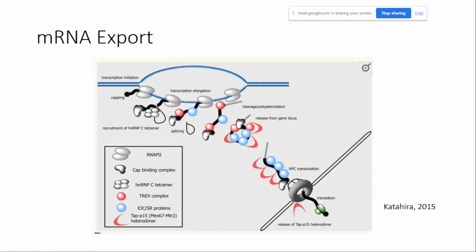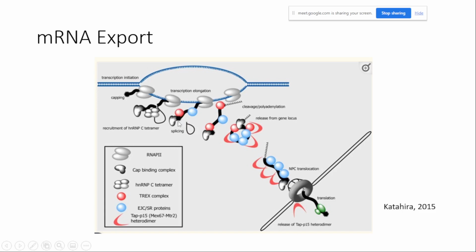So when it is synthesized simultaneously, the cap binding protein will come here. Another protein, the hnRNP C tetramer, will come here, and the recruitment of this protein will lead to the processing of the mRNA. As we know, the splicing, right? So it will help with the splicing, it will remove the introns. After recruitment of this hnRNP complex, you can see that splicing has occurred. So here splicing has occurred.